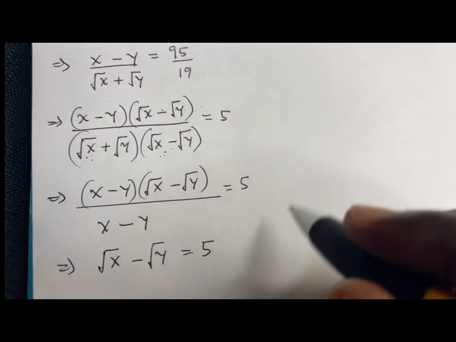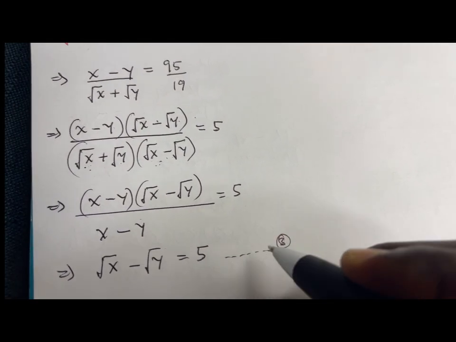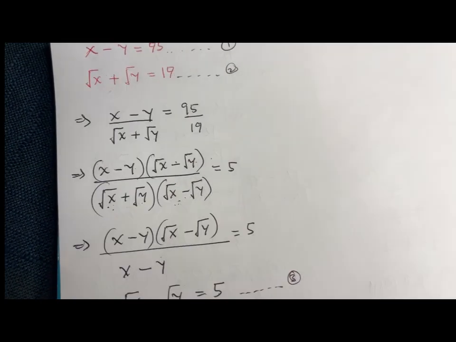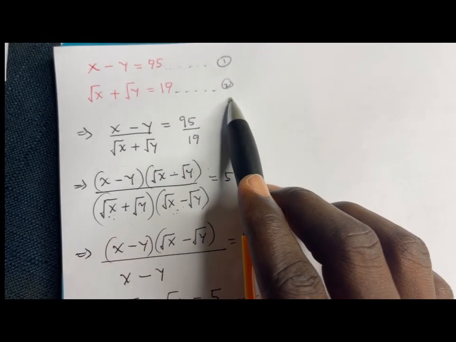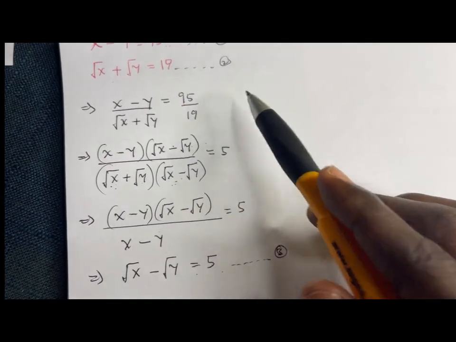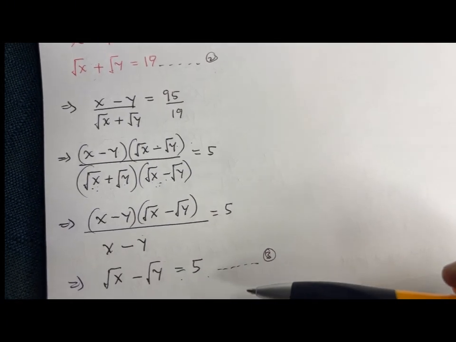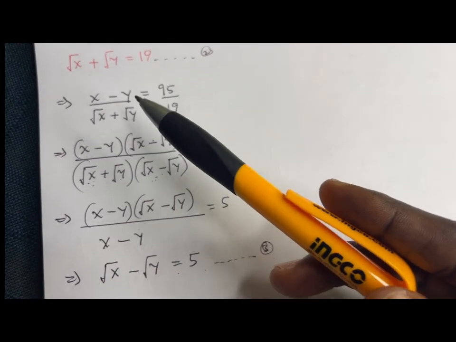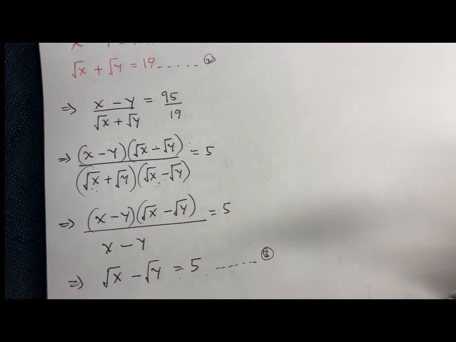So now we can make this our equation 3. Then we solve equation 3 with one of the equations that we have. It's obvious we need to solve with equation 2, because they have a similarity. So we solve equation 2 and equation 3. With equations 2 and 3, we can solve them by either adding or subtracting because the variables are the same in terms of the exponents.